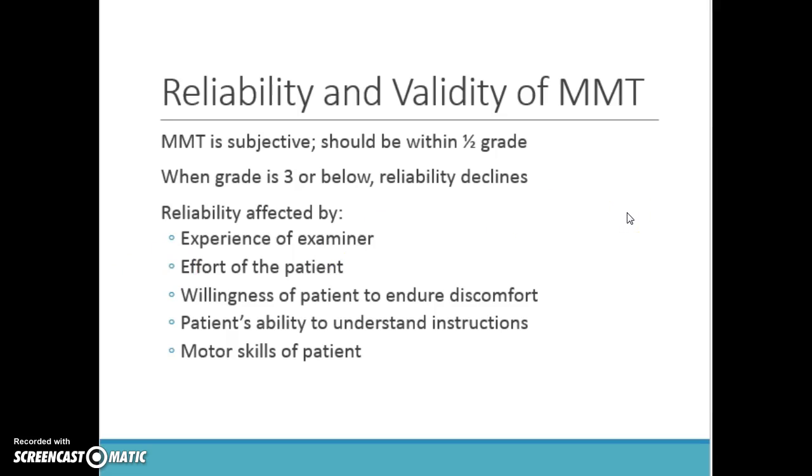Now we'll talk about reliability and validity of manual muscle testing. Manual muscle testing is subjective, and generally results should be within a half grade of other clinicians who are measuring the strength. When the grade of the muscle is 3 or below, reliability declines.